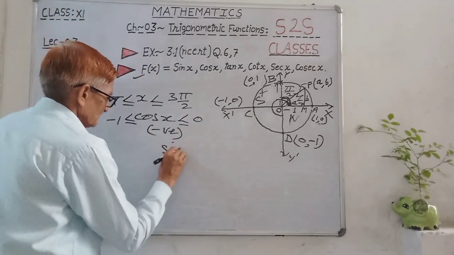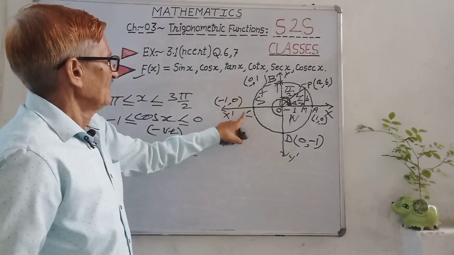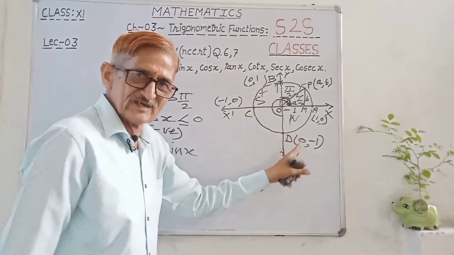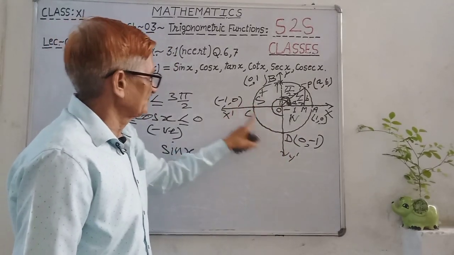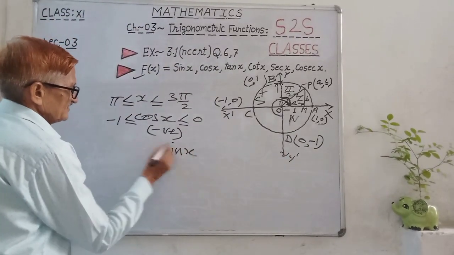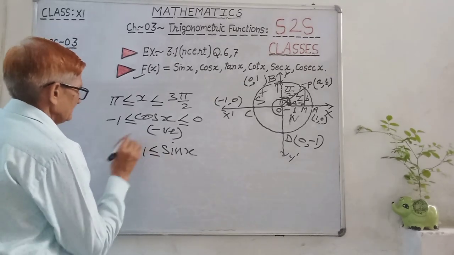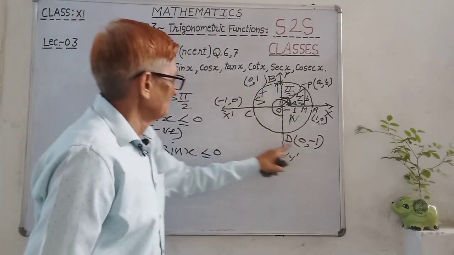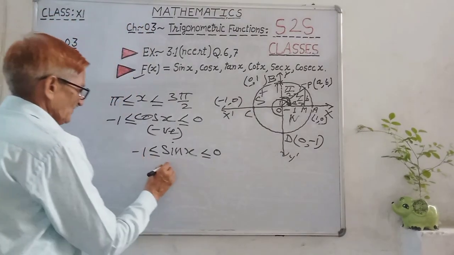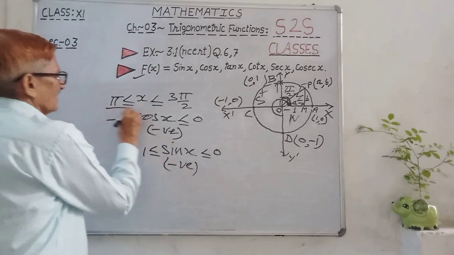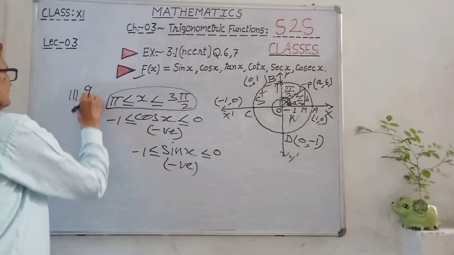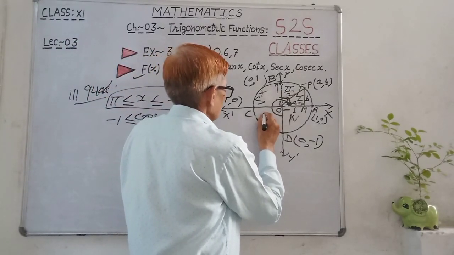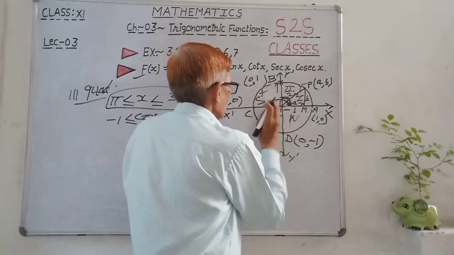And check sine. The sine function, if the angle is between pi and 3 pi by 2, in the third quadrant, then what is sin x? Sin x goes from 0 to -1, negative, so it is greater than -1 and less than 0. The sine function goes from 0 to -1, the same thing. So it means the sine function is also negative. In the third quadrant, cos and sine both are negative.